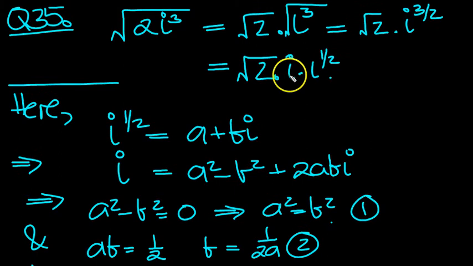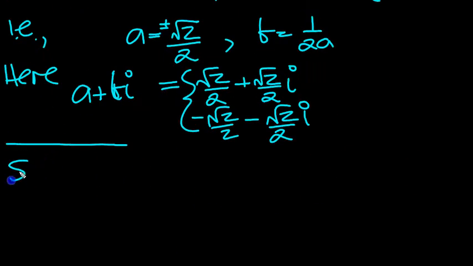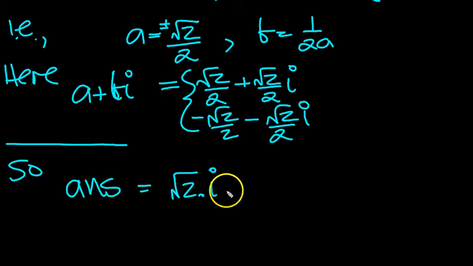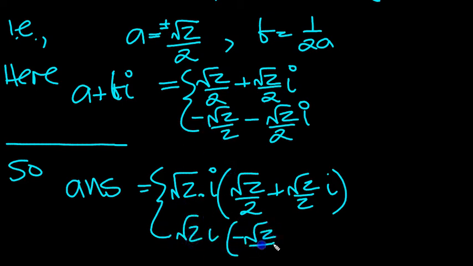We see that i to the half was the problem here. So we got root 2 times i. So answer equals root 2 times i times one of these. So it will be this one, root 2 over 2 plus root 2 over 2 i, bracket, or it will be root 2 times i of this one underneath, minus root 2 over 2, minus root 2 over 2 i. So let's try and work that out.